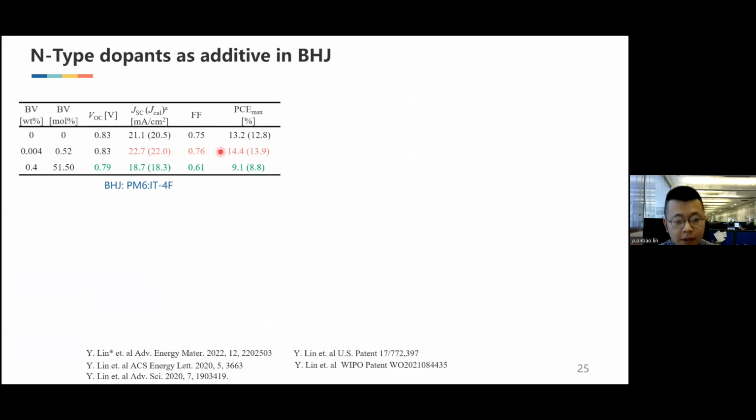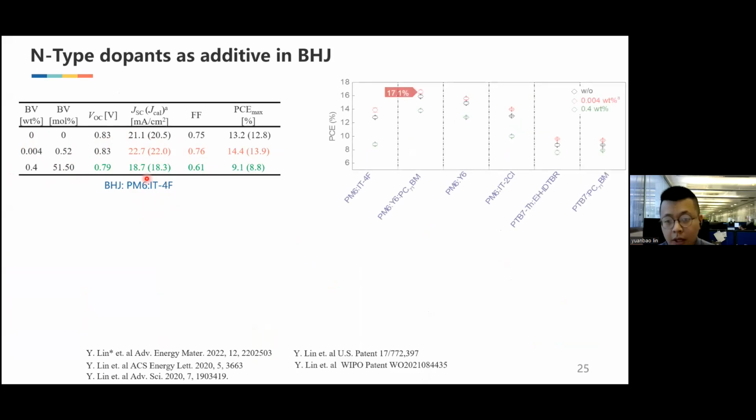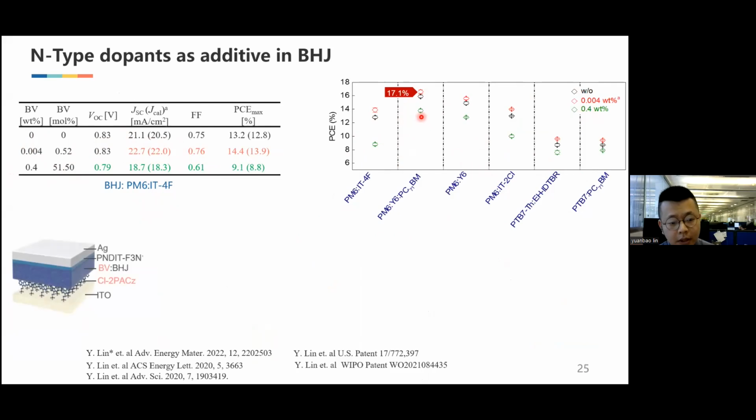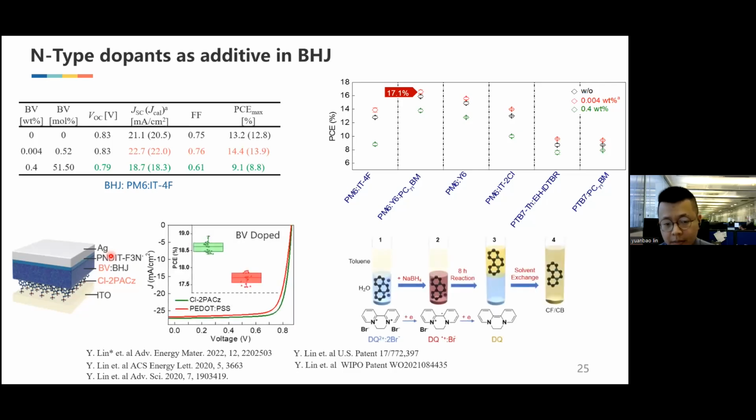As for performance, at that time we tried PM6:IT-4F, and as a result, low doping can enhance the PCE and photocurrent. But if we put in too much dopant, the VOC, JSC, and PCE decrease a lot. We also tried five other bulk heterojunction systems, and all of them increased a little bit with a tiny amount of dopant, but with too much dopant, the performance all decreased. Recently we also tried this dopant with CL2%, and we got 80.9% PCE.